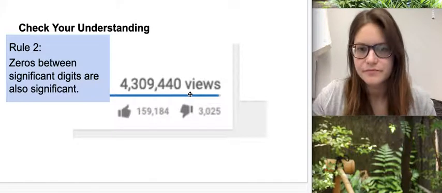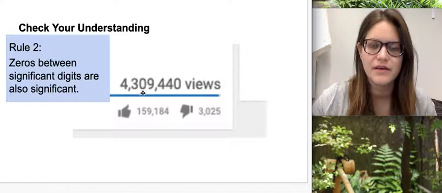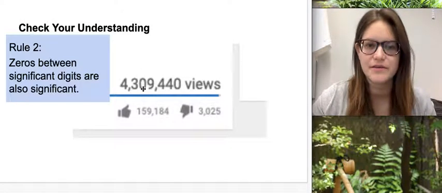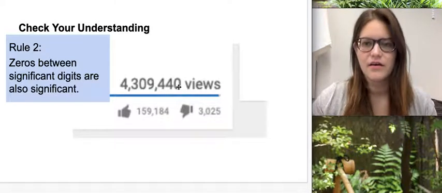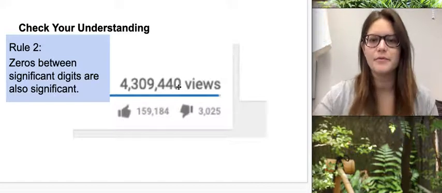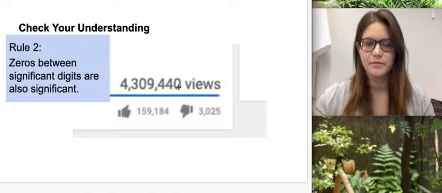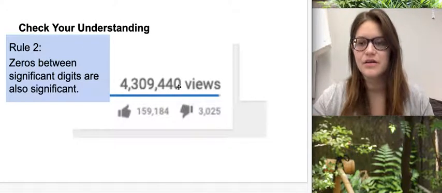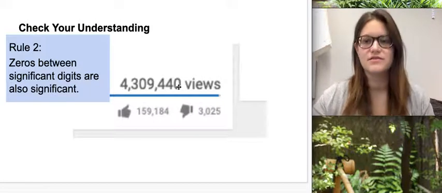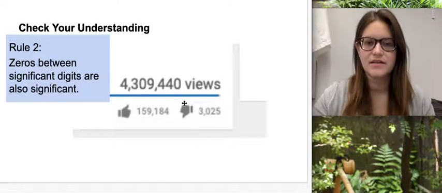So we have 4,309,440 views. We know that this 0 has to be significant because it's between the 3 and the 9. So this first 0 is significant. But we don't actually know if this last 0 is rounded off or not. Now, you guys know and I know that the way that YouTube works is it usually keeps counting those views, and so the 440th view was probably an exact count. So it probably is an exact number, but we don't necessarily know because there's not a decimal point there for us to be really, really sure. So that is why this one doesn't get counted as a sig fig.